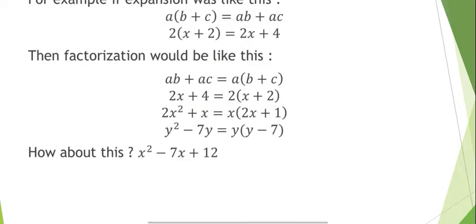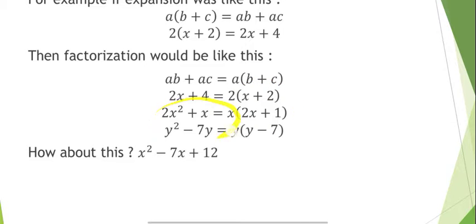So what we do here in factorization is, again, we go from the form that has no bracket into a form that usually has bracket. So we pull out the 2. That means we divide both by 2. So 2x divided by 2 is x, 4 divided by 2 is 2. So x plus 2. And then we have the 2 that is pulled out, so we need a bracket to separate them.